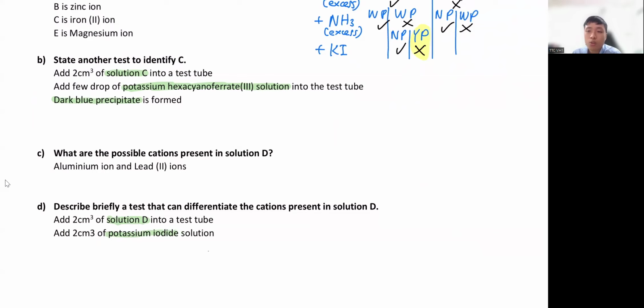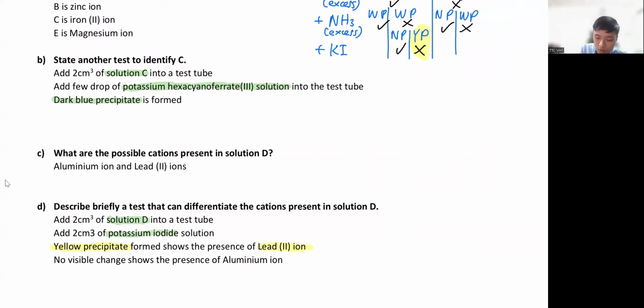If I got yellow precipitate means what? Means confirm is lead 2 ion, Pb2+. I got yellow precipitate, means lead 2 ion is present inside the test tube. If I got no change, no precipitate, nothing happen, means what? Means confirm that this is aluminum ion.